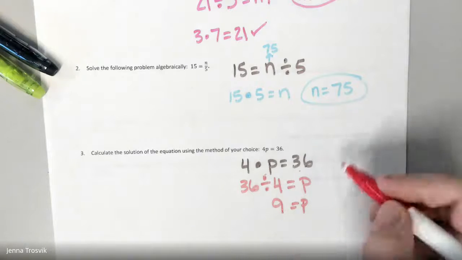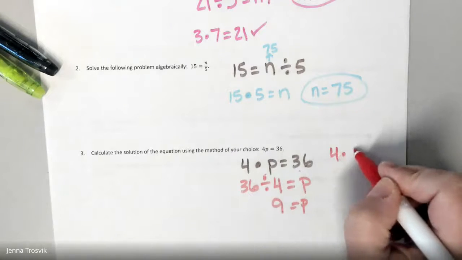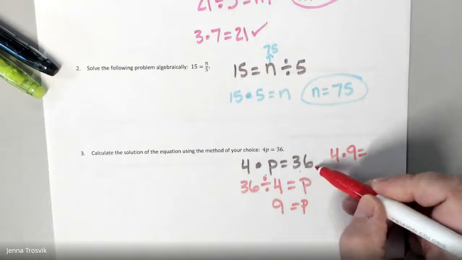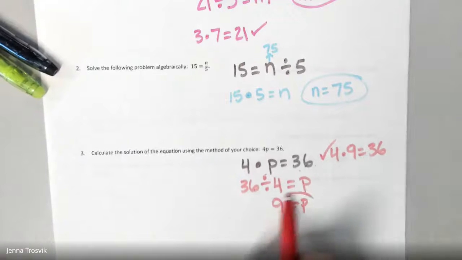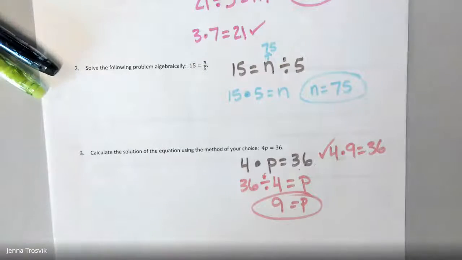If we don't agree, go back to your original equation. 4 times 9, does it equal 36? Yes, it does. We checked our work, so therefore p equals 9.